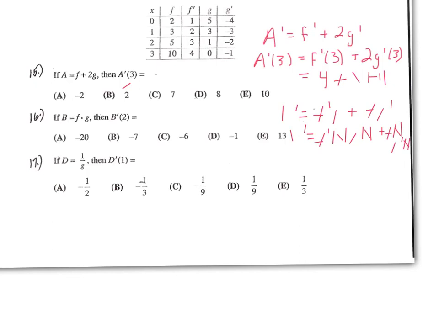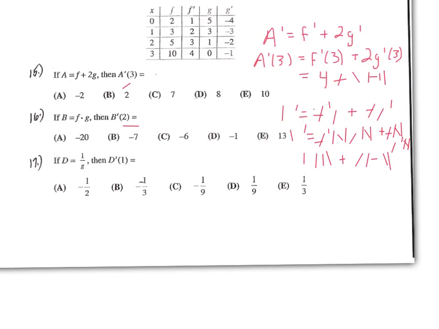So f prime of 2 would be 3. G of 2, regular g of 2, would be 1. F of 2 is 5. And g prime of 2 is negative 2. So it looks like our answer will be negative 7.